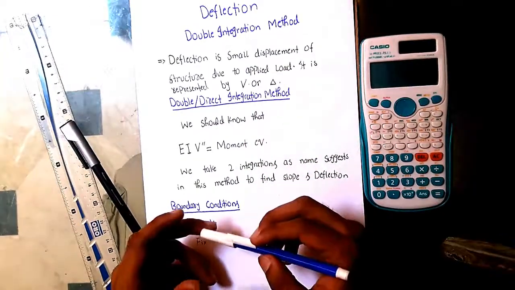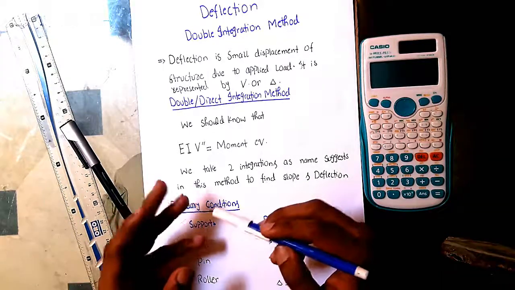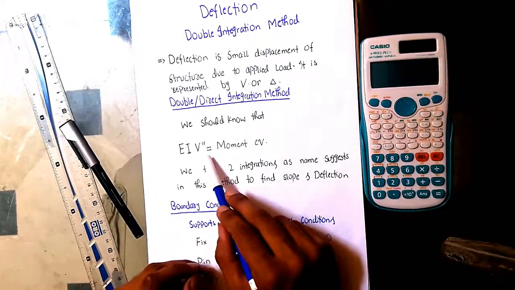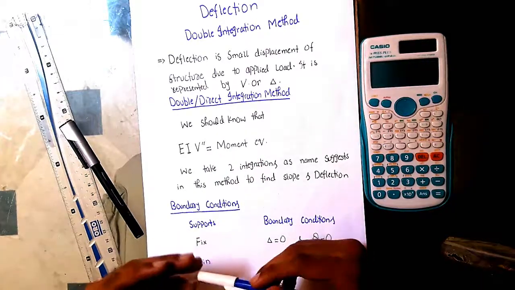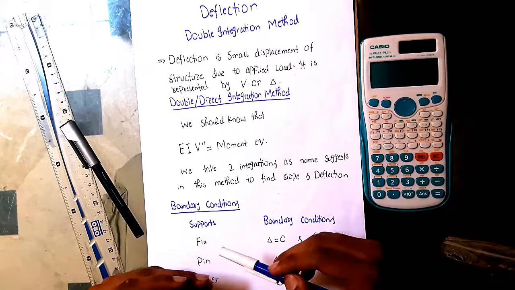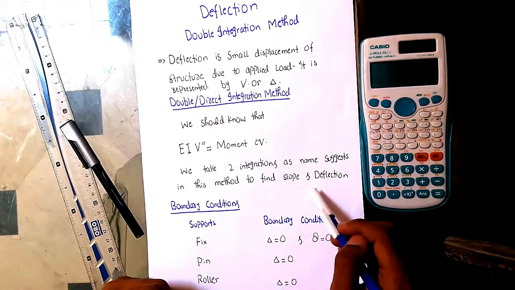For the double integration method or direct integration method, we should know the following. EI v double dash is equal to the moment equation. As the name suggests, we take two integrations in this method to find the slope and deflection.